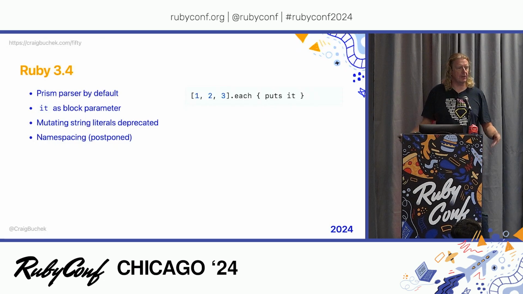We don't have to freeze our strings anymore. Hopefully in Ruby 3.5, maybe they'll automatically be frozen. But mutating string literals is deprecated now. Let's see. Oh, and I just learned today, namespacing was supposed to make it into 3.4, but got postponed.